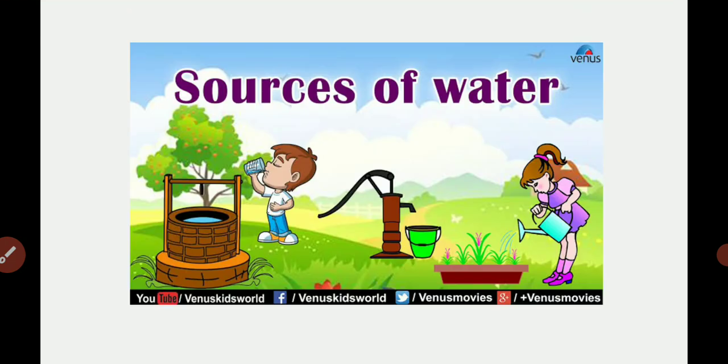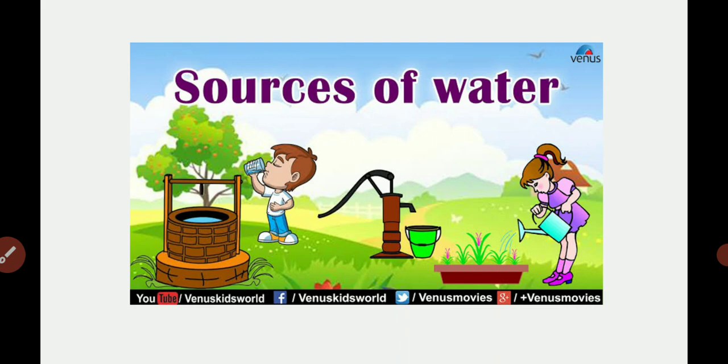Sources of water. What are the sources of water? We drink water. We wash our hands with water. We bath. We cook. Waters are used in so many activities. So water is very important for us. What are the sources of water? From where do we get water?